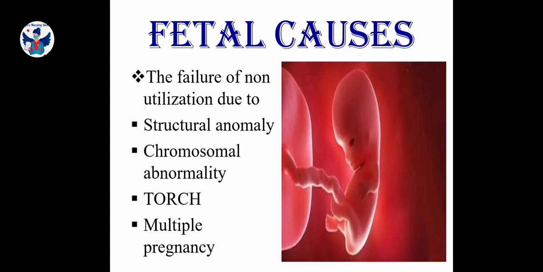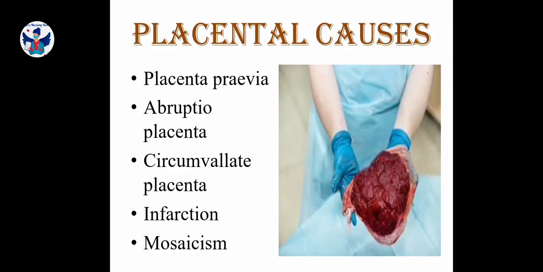Next, multiple pregnancy. So in multiple pregnancy, the babies need to share the nutrients. So in these cases, the baby will be having low birth weight or IUGR. Next, placental causes. So first is placenta previa. Here the placenta is present near the cervix. Okay, so what happened? Proper nutrients are not reaching the placenta. So if the placenta is not having any nutrients, then the baby won't get the nutrients.